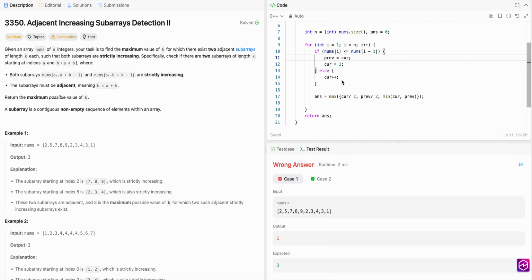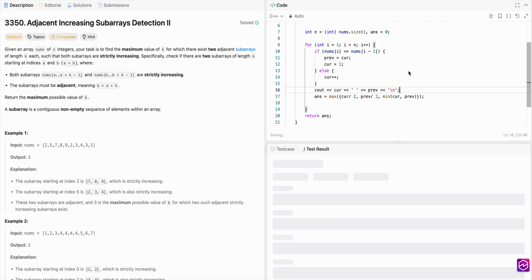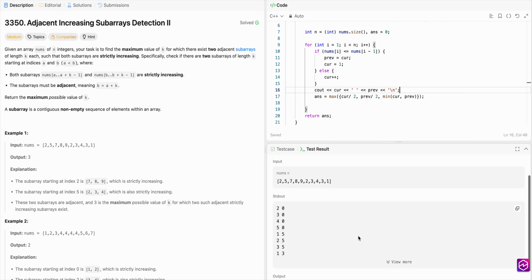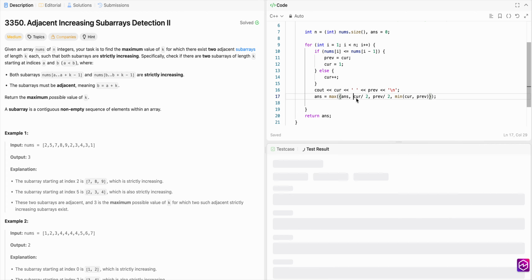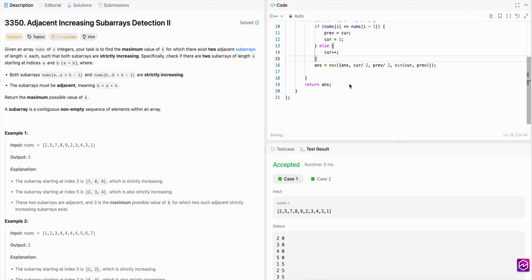Okay, well, we are marking this anyways. We can actually print out the current value and the previous value. This would help us, and this would give us the values on each iteration. So yeah, basically it's 2 on the first one, and it's 3 for 5, and then we're marking the answer as the maximum of answer comma this. So maybe this would work.